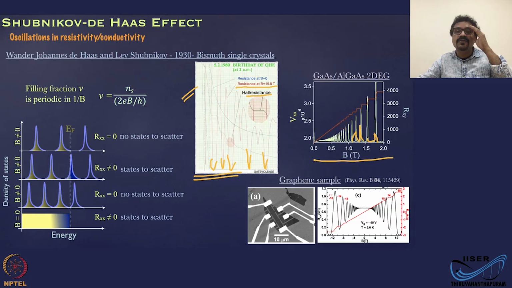And the other curve is the Rxy, that is the Hall or transverse component of the resistance, which we will discuss in the next class. And this is in a gallium arsenide, aluminum gallium arsenide two-dimensional electron gas sample.